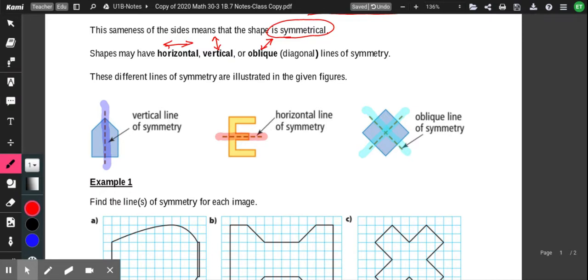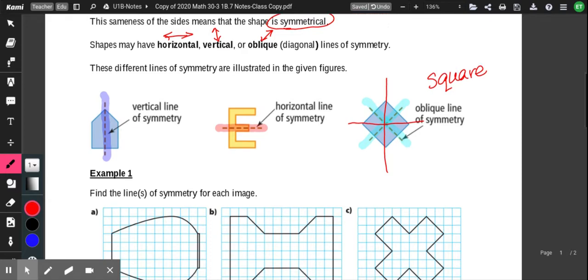Now, could an example have all three? Yes, it could. A square has all three. So this one right here is a square. A square would also have a vertical and a horizontal, so that one would actually have 4 lines of symmetry. Okay? But they were just showing the specifics of a diagonal line of symmetry.